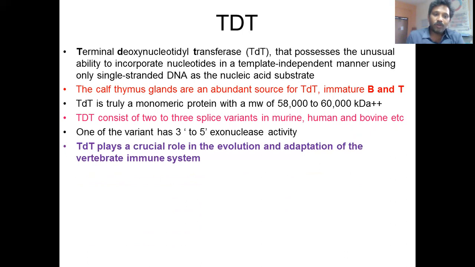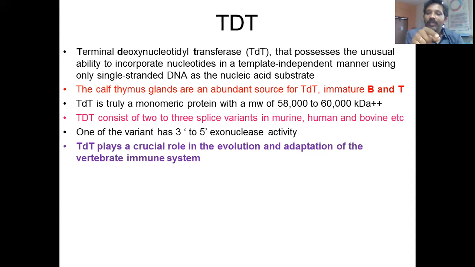TDT plays a crucial role in the evolution and adaptation of the vertebrate immune system. This is a very, very important enzyme for the immune system. Because of terminal deoxynucleotidyl transferase, there are 10 to the power of 14 types of antibodies in the human immune system, and this is one of the reasons for that diversity.